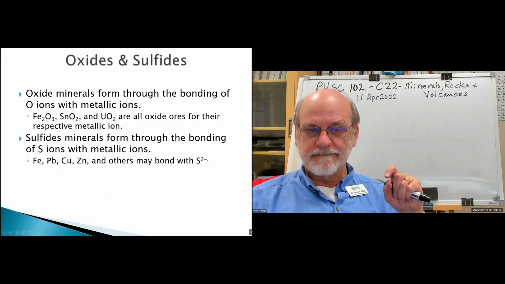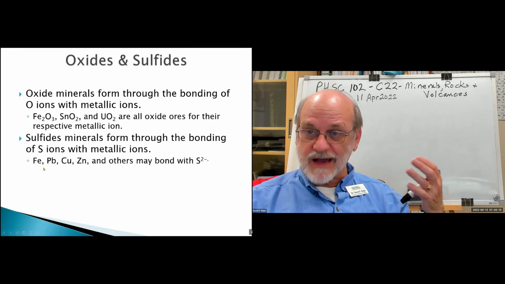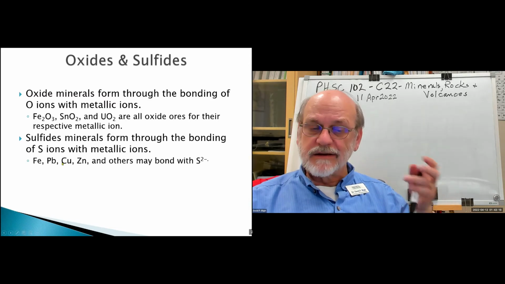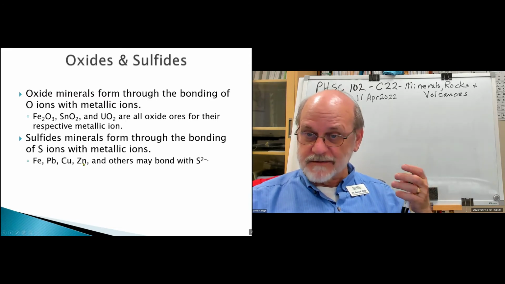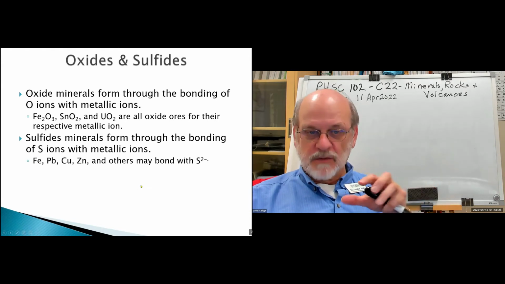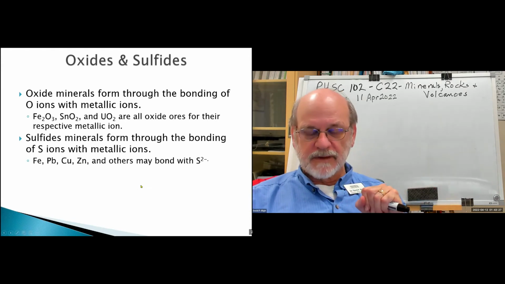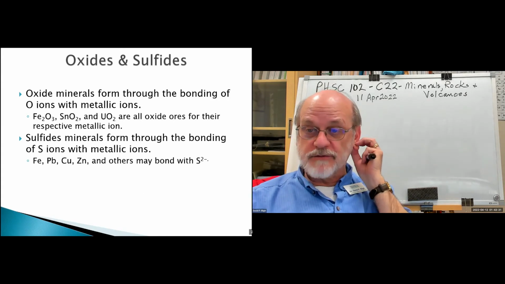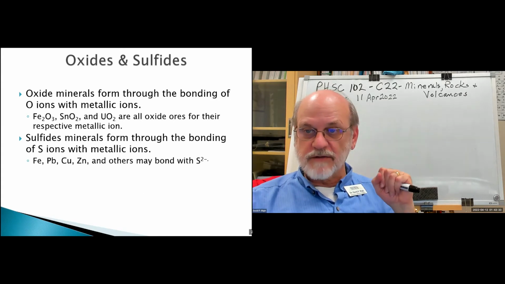Sulfides, right? You can form sulfides with iron. These are common. Iron, lead, copper, zinc. I mentioned zinc earlier and copper earlier as sulfides present in the ores. All you have to do is separate them from their sulfide, and you have the pure metal.